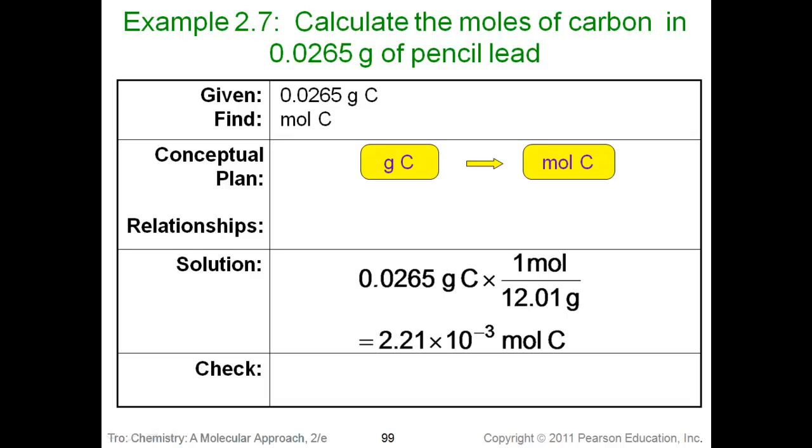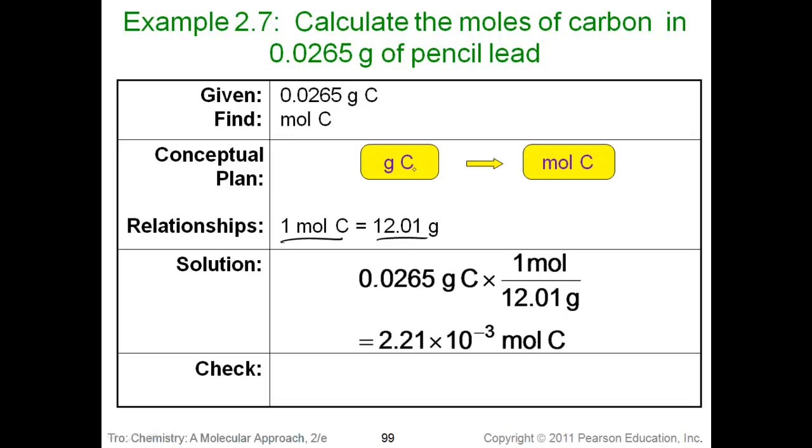So, how do we do that? Well, we need to know the relationship between grams and moles. Well, we look at the periodic table. For every 1 mole of carbon, we have a mass of 12.01 grams. That's straight from the periodic table. There's our equality, and from that equality, we make a conversion factor.